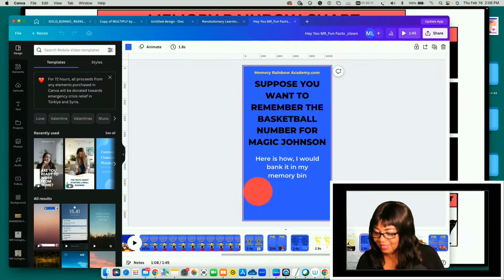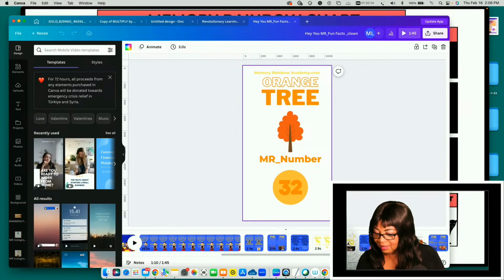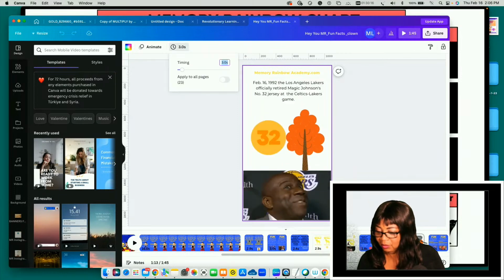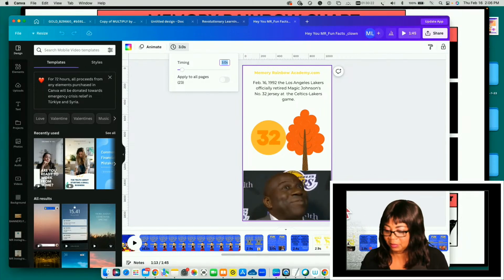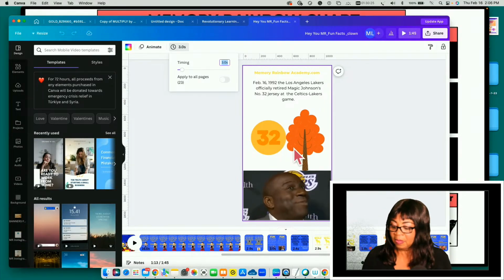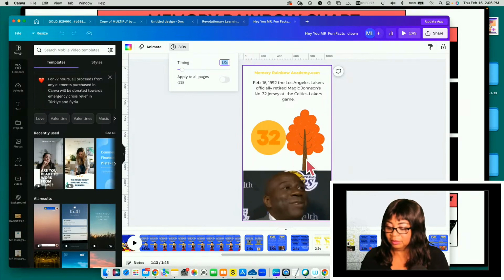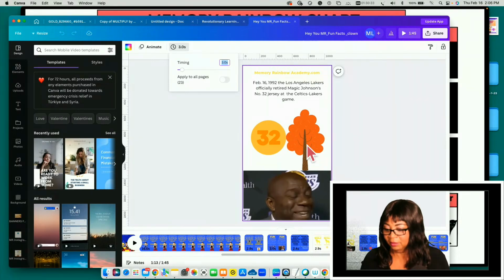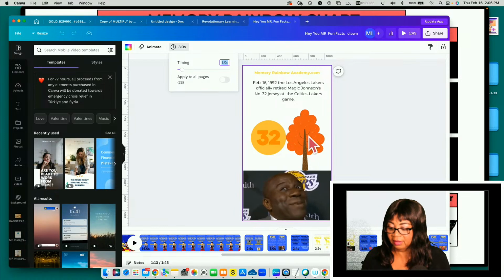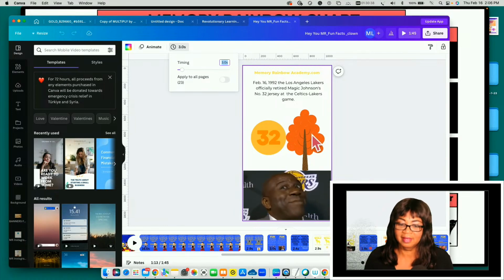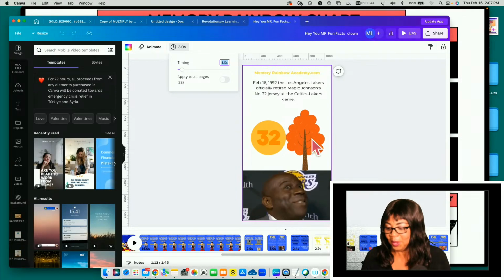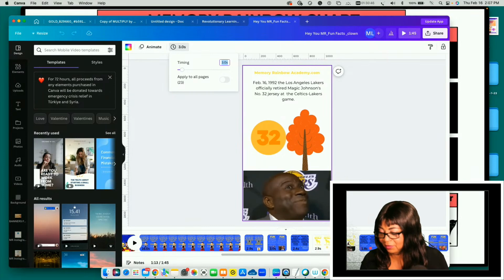And another one, let me see. I have 32. So I have good old Magic Johnson, right? Magic Johnson is represented by one of the trees. So 32 is his number, right? On his jersey, it's 32 from the Lakers. And so he's shaking his head and I'm going, yes, Magic, it is 32 and you're the orange tree. So I have, matter of fact, a video coming out soon about him and Larry Bird.